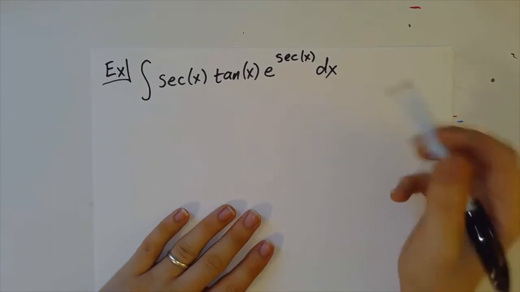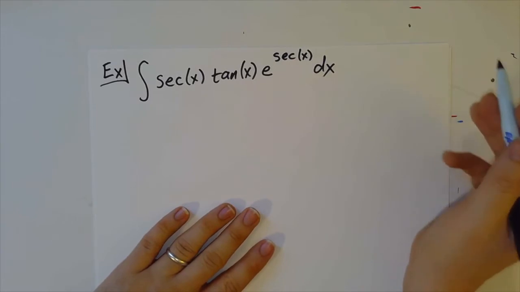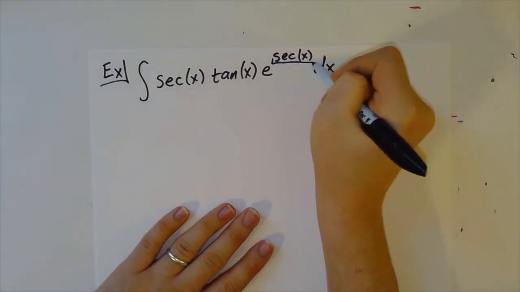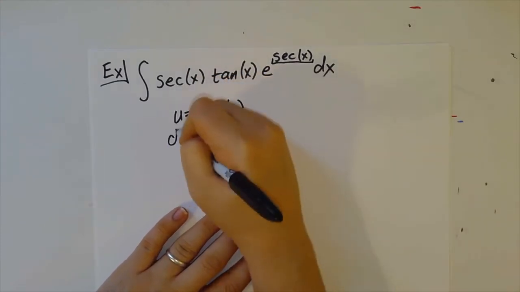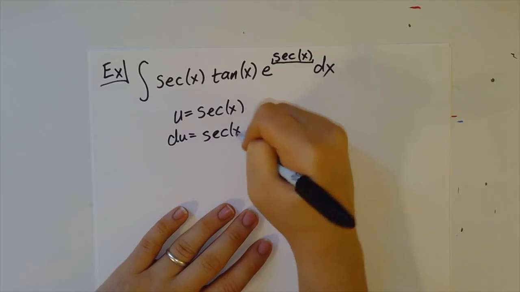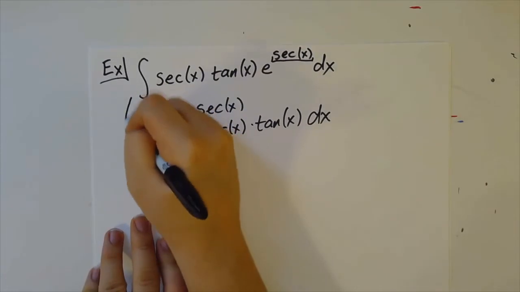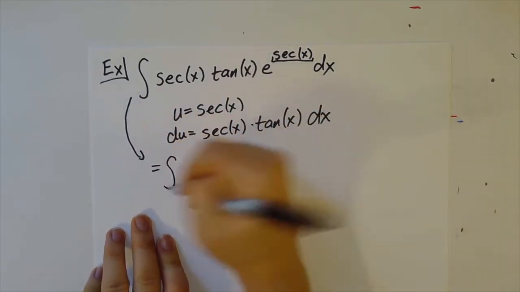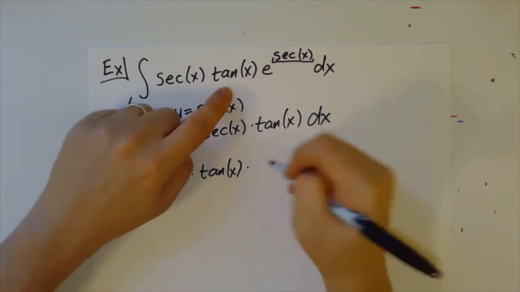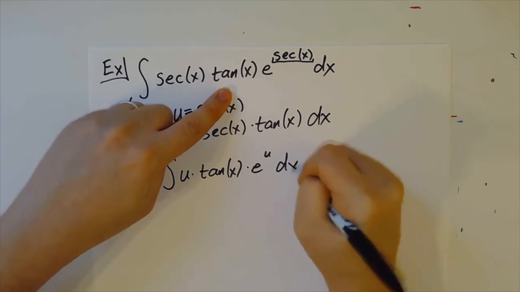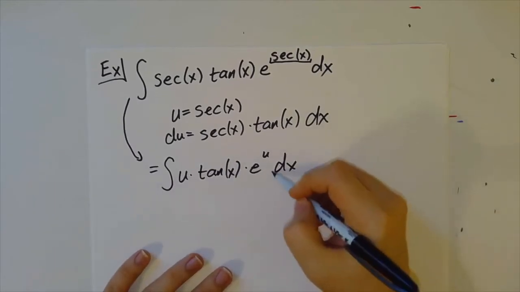Okay, so here, when I go to look for my inside function to be my u, because remember I want my u to be something that's inside another function, the thing that leaps out is this secant of x. So I'll write down u is secant of x. So du is the secant of x times the tangent of x dx. And so as I am working with this, I see, okay, that's a u times the tangent of x times e to the u dx. And so I look at this and I say, okay, but now I need to deal with this dx piece.